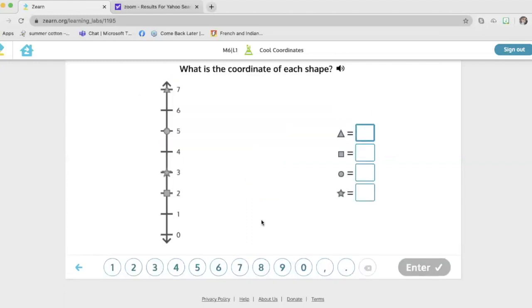Okay, we're going to do it again. So we're looking for the triangle. I'm going to start at 0. 1, 2, 3, 4, 5, 6, 7. The square. 1, 2. The circle. 1, 2, 3, 4, 5. And then the star. 1, 2, and 3.